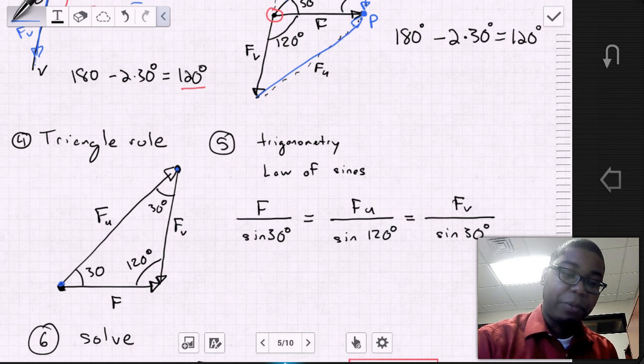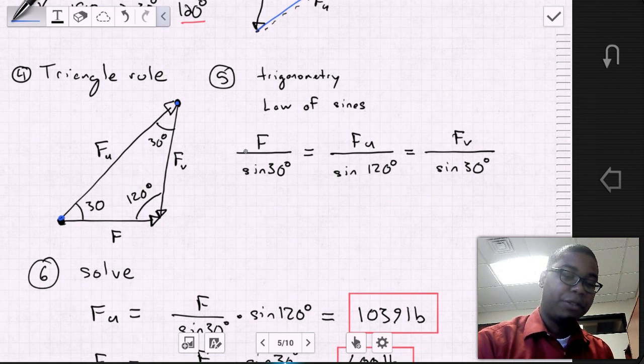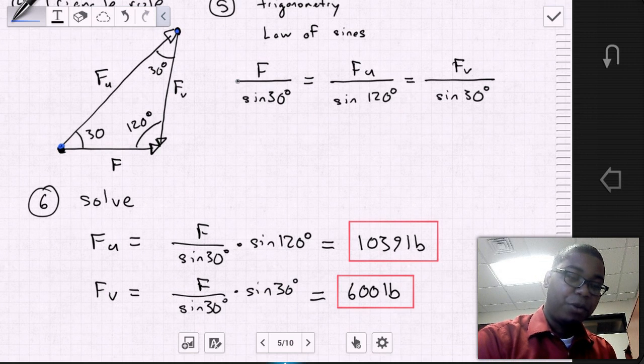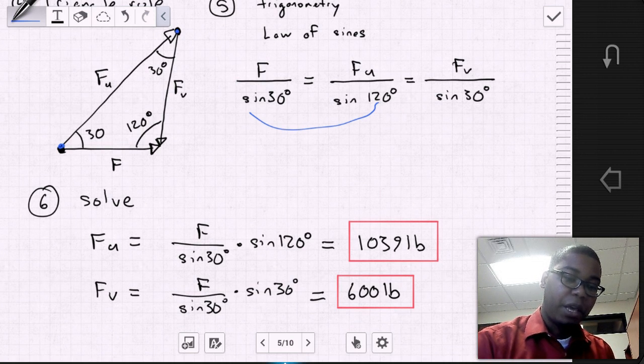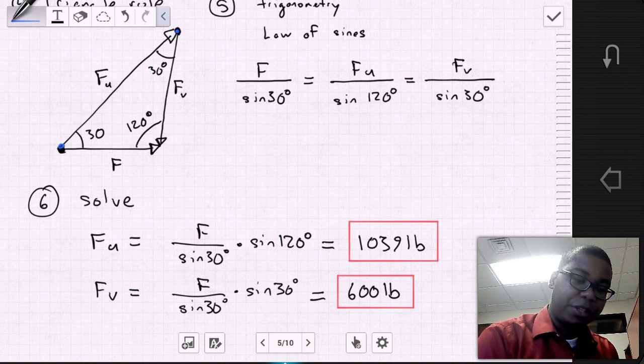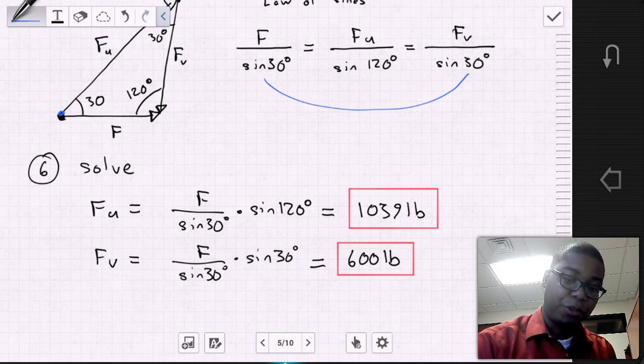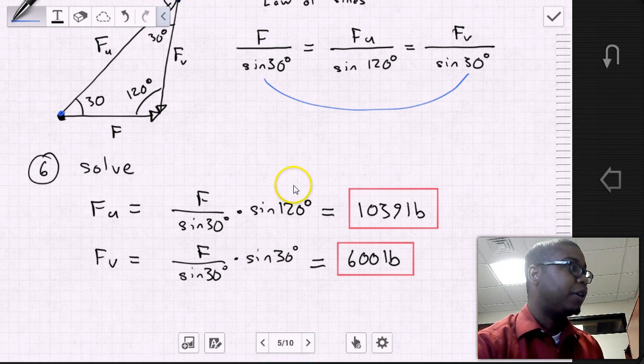And simply, we take the law of sines, and we take the components, and we algebraically come up with the solution. So in the case of FU, we take these two parts of the equation, and we're able to solve for FU. In the case of FV, we can take these two sides of the equation, and rearrange and solve for FV. And the result is that FU is equal to 1039 pounds, and FV is equal to 600 pounds. And that's simply how we are to solve a problem.